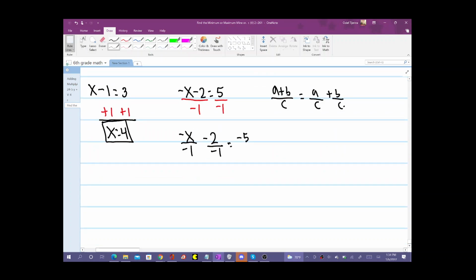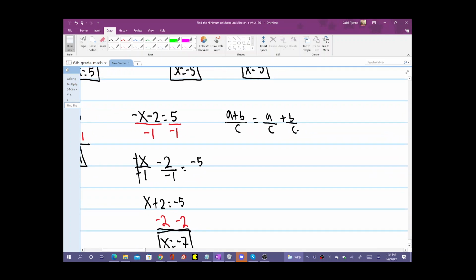So then negative x over -1, this cancels out. We have x, and -2 over -1 is positive 2. This gives us -5, right? So now we can get it in terms of positive x. So we just subtract 2 on both sides, and we are left with x equals -5 minus 2, which is -7. Okay?